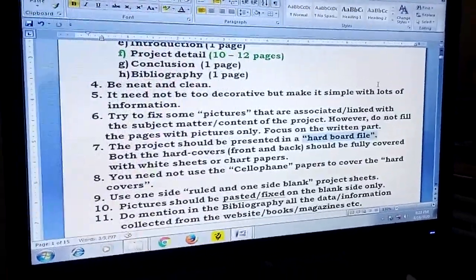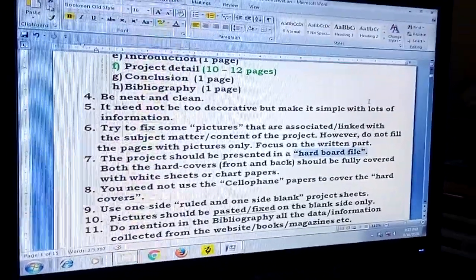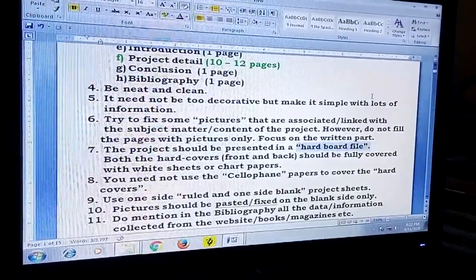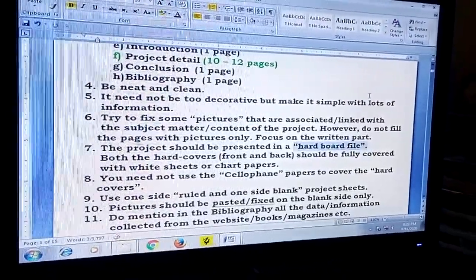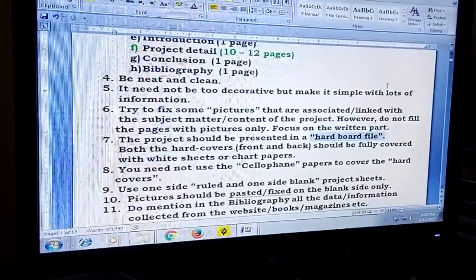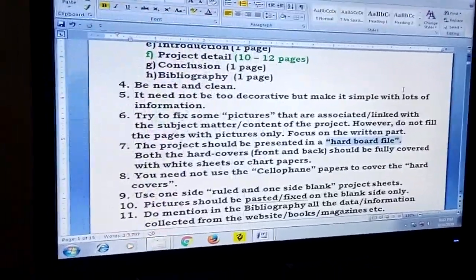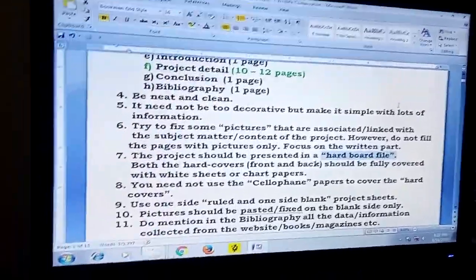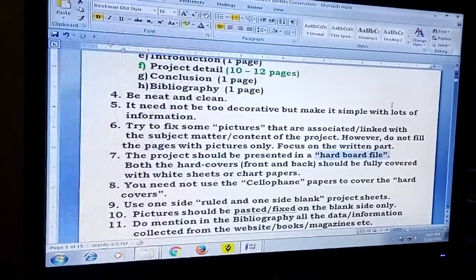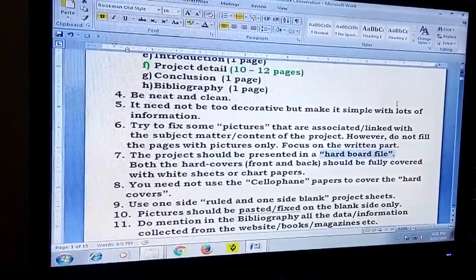There is a tendency among many students to cover it with cellophane paper, but there is no hard and fast rule for it. You may or you may not; the choice is up to you. There is no rule that you have to use cellophane papers.